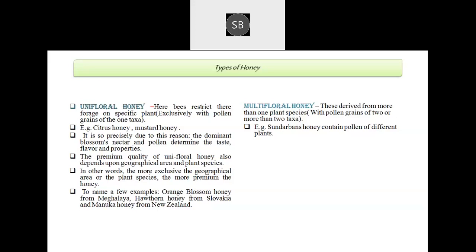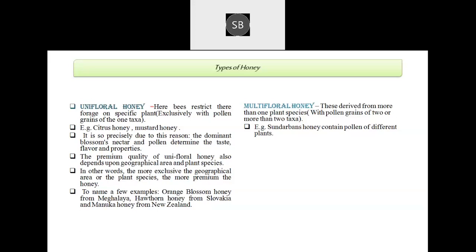Botanically, honey is of two types, unifloral and multifloral. Unifloral honey is honey which contains pollen grains of one taxon. It can also be called monofloral honey. In India, orange blossom honey from Meghalaya is very famous. And worldwide, Manuka honey, which is obtained from New Zealand and Australia, is very famous. It costs nearly 6,000 per 500 grams.